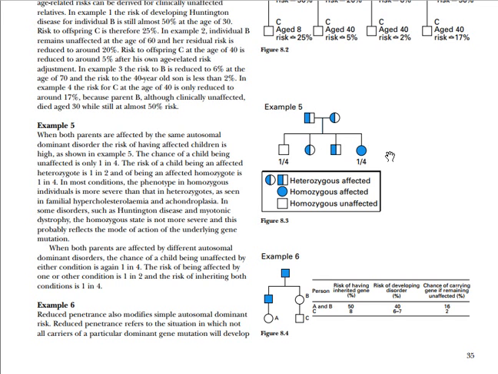So the 3 are affected. So you have 2 in 3 are affected. So it means that what? The probability for you to be a carrier with the autosomal dominant disease is 2/3.